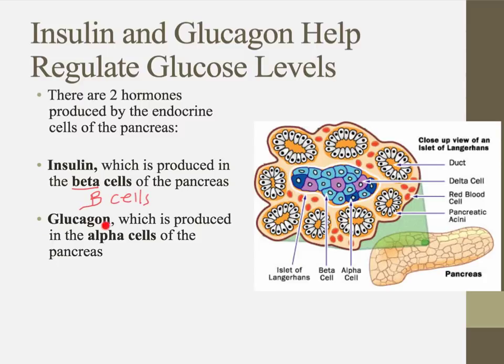And then we have glucagon. Glucagon is secreted by alpha cells, which you may see written like this. So within the pancreas, we have our exocrine glands, which are going to secrete digestive juices via duct. And then we have our endocrine cells. We have alpha cells that secrete glucagon and beta cells that secrete insulin.